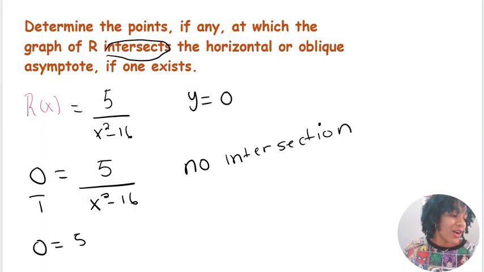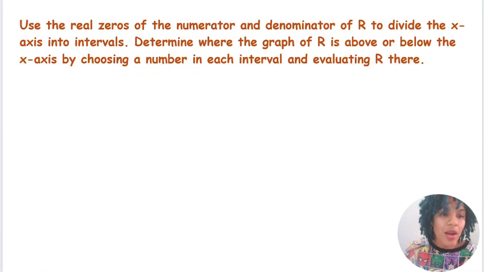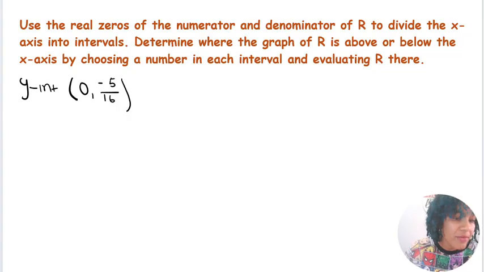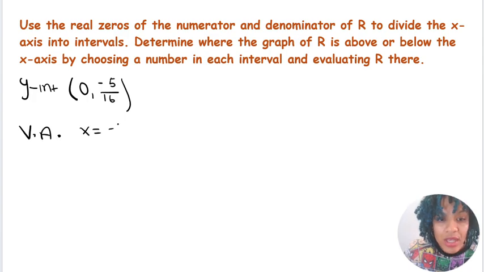Yay. Okay, the last part, and we're putting everything together that we learned. As of right now, everything that we have learned from this graph: we have a y-intercept at the point (0, -5/16). We know that there are no x-intercepts. We have two vertical asymptotes, one at x equals -4 and one at x equals 4.